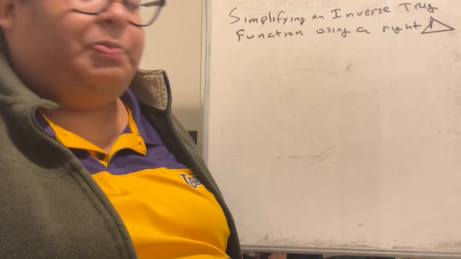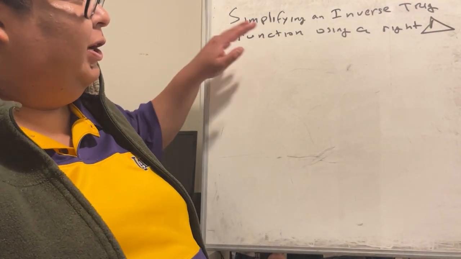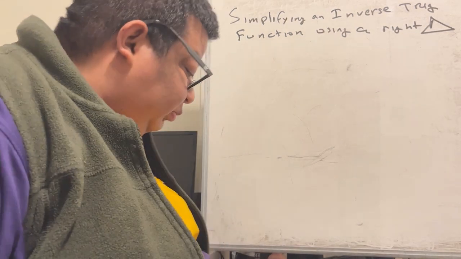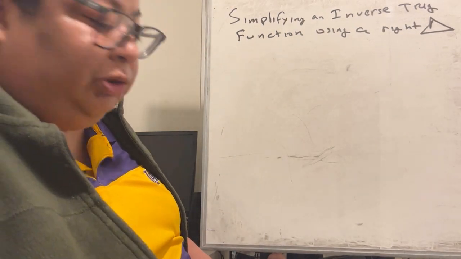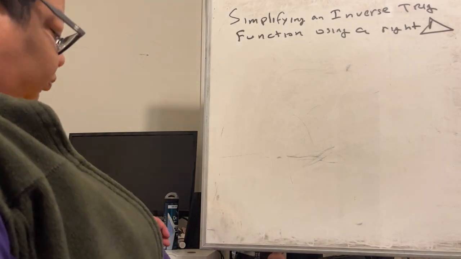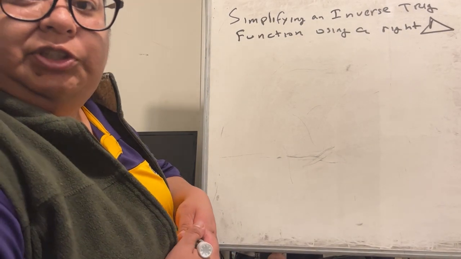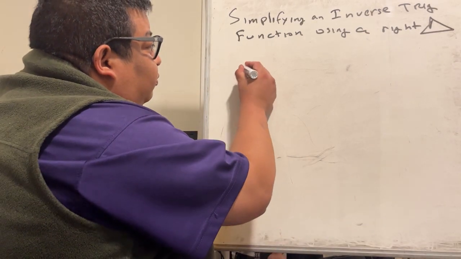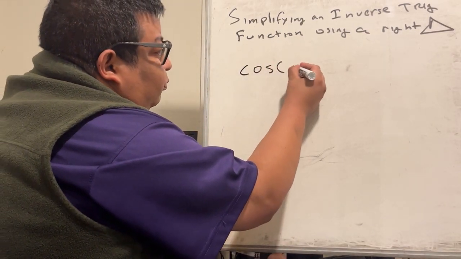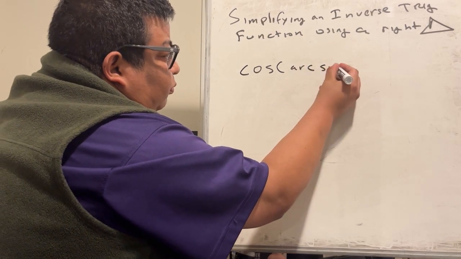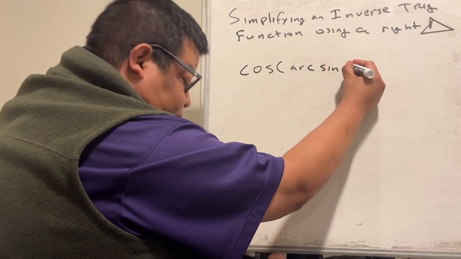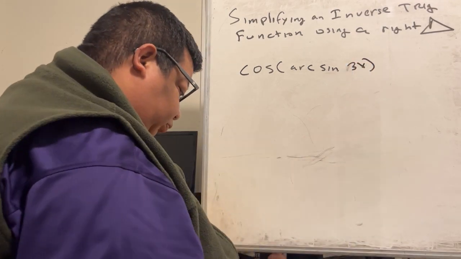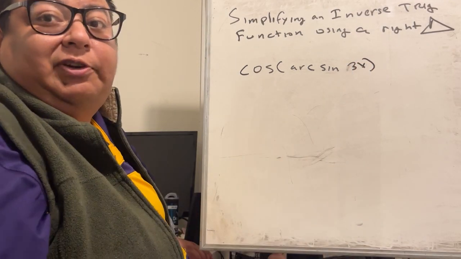Welcome. In this video, I'm going to teach you how to simplify an inverse trig function using a right triangle. So we're going to look at two examples. The first example we're going to look at looks like this. So we're going to simplify this expression.